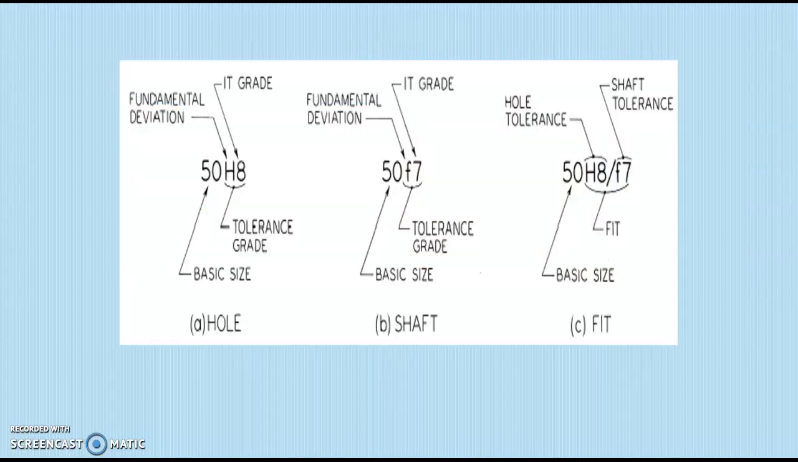Here it shows the representation of fundamental deviation and tolerance grade for a dimension. First, consider 50 H8. Since H is a capital letter, this is a dimension of a hole, where 50 is the basic size, H is its fundamental deviation, and the grade is 8. Second one is 50 small f7. Here small f is used, so this is a dimension of a shaft, 50 is the basic size, small f is the fundamental deviation, and 7 is the IT grade.